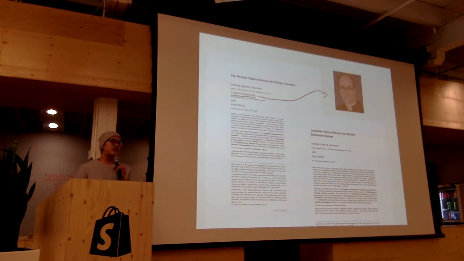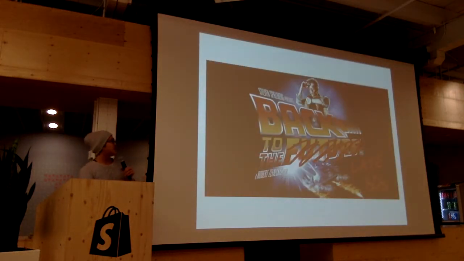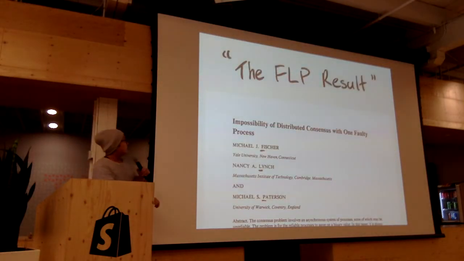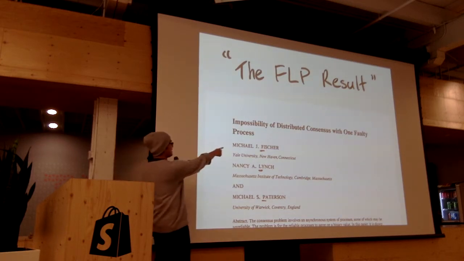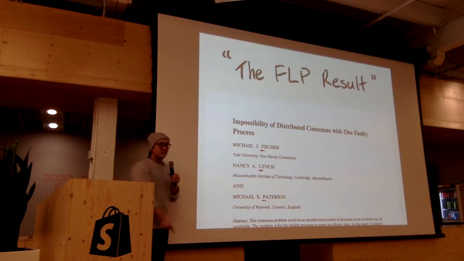So I tried to find out why these papers are such a big deal. Well, to find out why they're such a big deal, we're going to have to go back to the late 80s, before these papers existed. And the main paper I'm going to talk about in the 80s is Impossibility of Distributed Consensus with One Faulty Process, or the FLP result, as it's more commonly known. FLP because the first letters of the three authors are named in order.